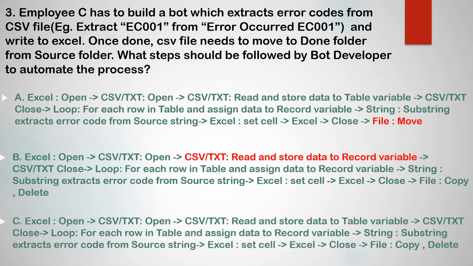And moving to the last option, this one is the correct option. Excel is getting opened to write the data to the Excel file. Then CSV is getting opened. The data is read and stored to a table variable and CSV is closed. Then it has added the loop action for each row in table and results are assigned to a record variable. Then it has used the substring action from the string package to extract the error code, set the cell in Excel, that is write to Excel. Excel is closed and the file is getting copied and deleted. So this one is the correct option.